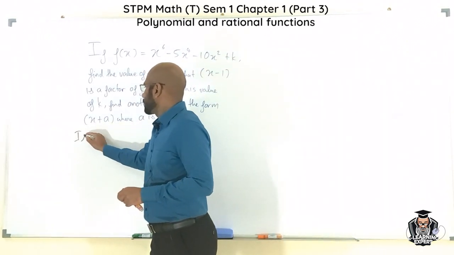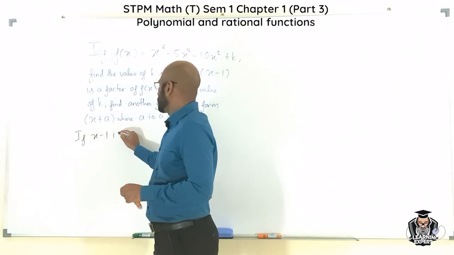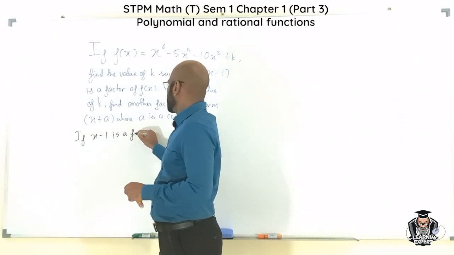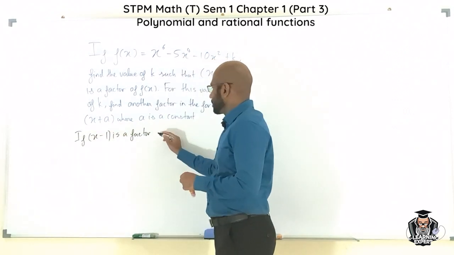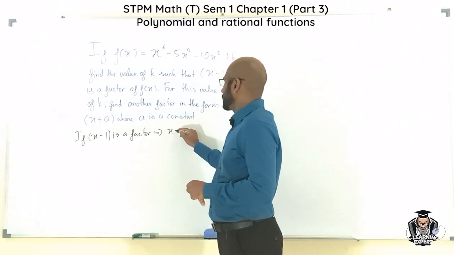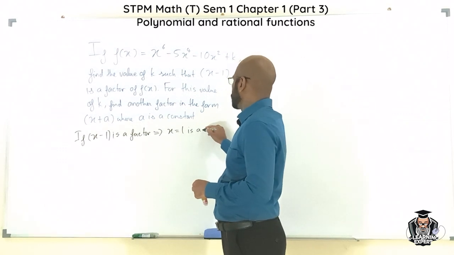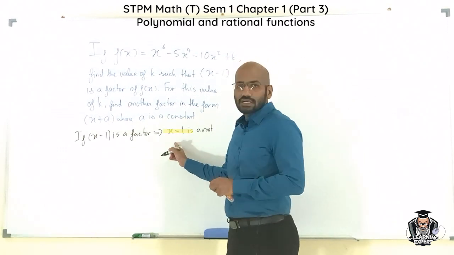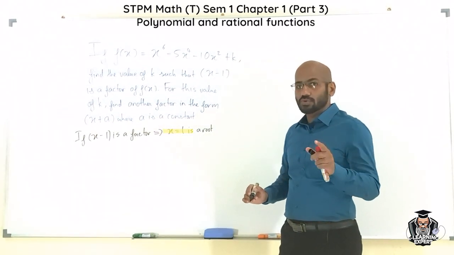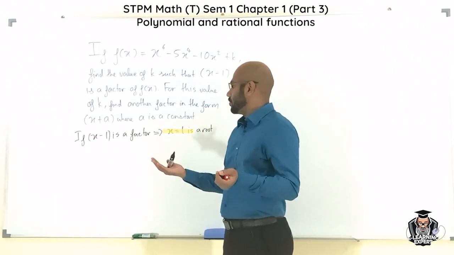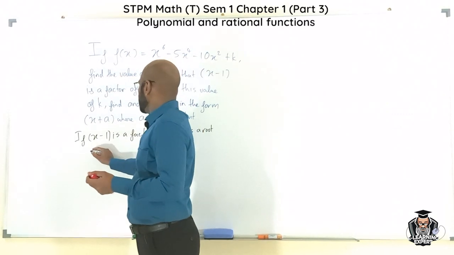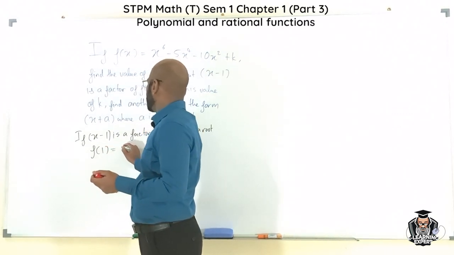So if x minus 1 is a factor, what did we learn earlier? This implies that x equals 1 is a root. So since I know x equals 1 is a root, when I input a root into my equation, I must get 0. So let's input that. This implies that f of 1 equals 0.